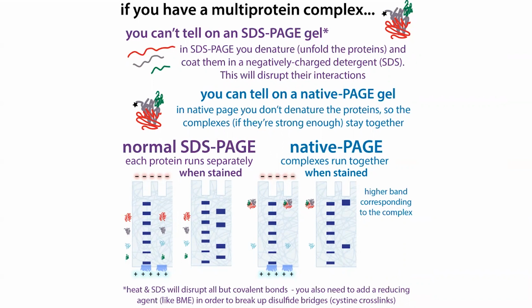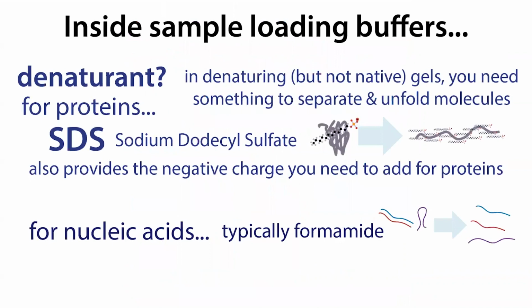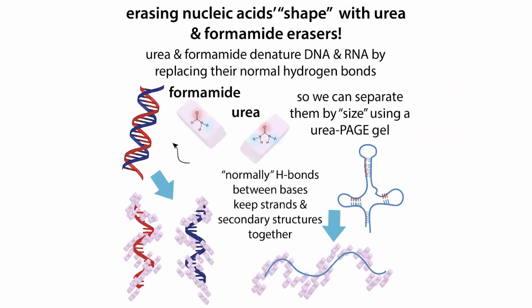So how do we actually do this denaturing? Well, basically in any case, it's going to start with some heat to help get things going. And then we're going to use denaturants. So these are going to be things that help unfold the molecules and keep them happy in their unfolded state. In the case of the nucleic acids, we typically have formamide in our loading buffer, as well as urea in the gel itself.